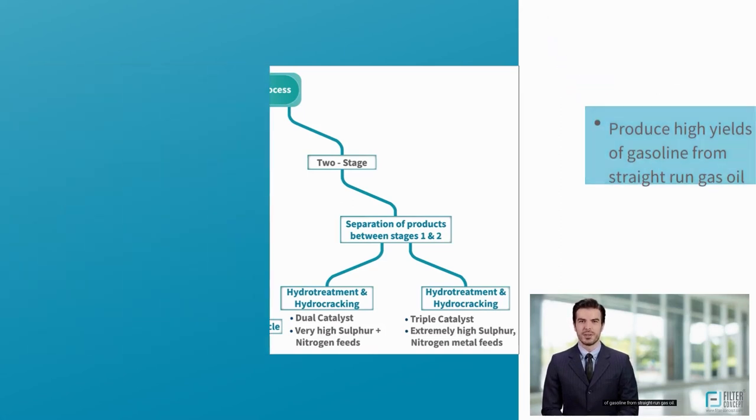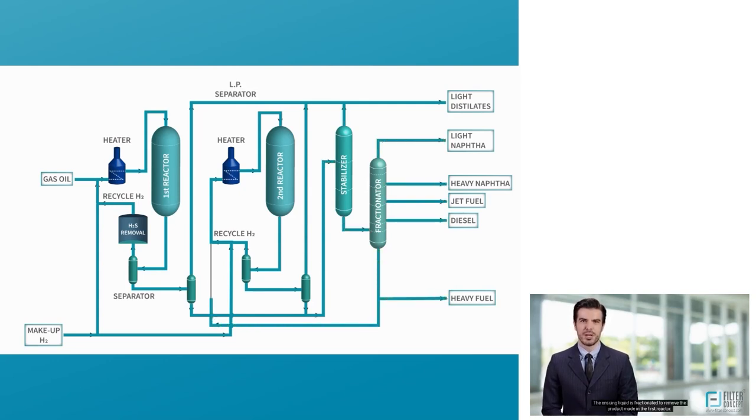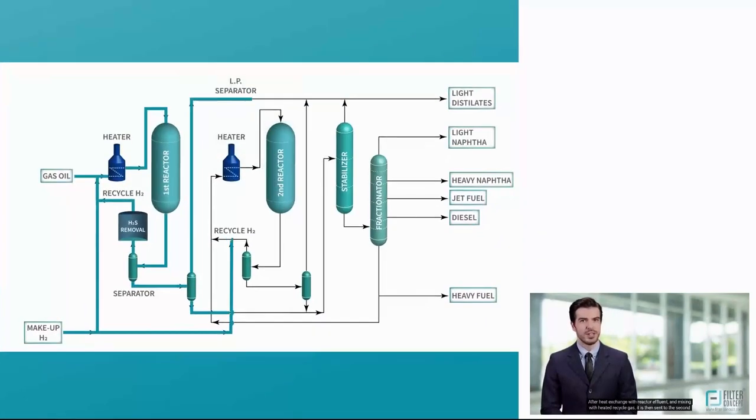In the double-stage configuration, fresh feed is preheated by heat exchange with the bottom feed recycled from the first reactor, and then passes through the first reactor. The hydrocracking reaction is an exothermic reaction. The ensuing liquid is fractionated to remove the product made in the first reactor. The unconverted hydrocracking material, with low nitrogen content and free of ammonia, is taken as a bottom stream from the fractionation section. After heat exchange with reactor effluent, and mixing with heated recycled gas, it is then sent to the second reactor where most of the hydrocracking reactions occur.